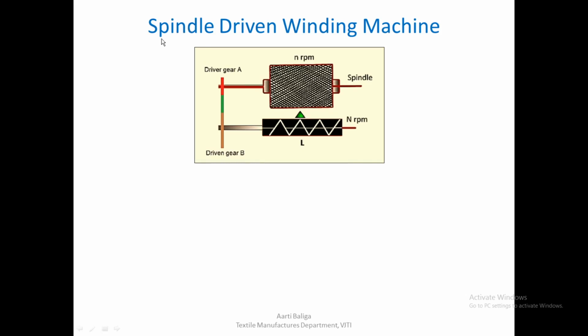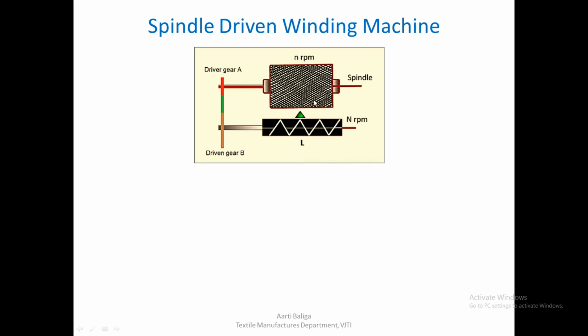So let us go to the next machine that is based on the second principle, that is the spindle driven winding machine. And this is how it will look. On the spindle the package is mounted, and it will be rotated by this spindle rotation. And as you can see, this gear A will be driving another gear B, which is actually the traverse mechanism, which is separate from the spindle package or the package driving mechanism.